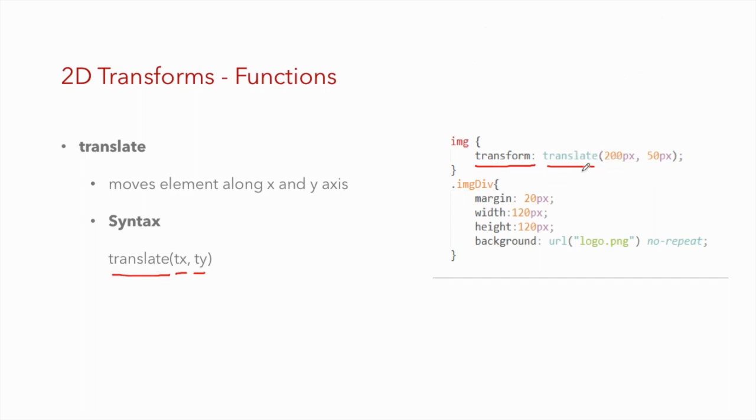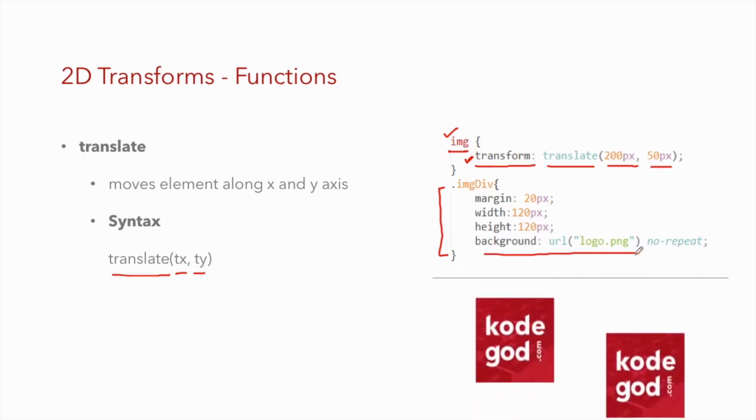In this particular case, what is going to happen is the image, or the elements where these rules will be applied, will be translated by 200 pixels on the x-axis and 50 pixels on the y-axis. So this is one div where we have this particular rule attached, and we also have a background image on this div. With the transformation, the element is translated from a certain location.